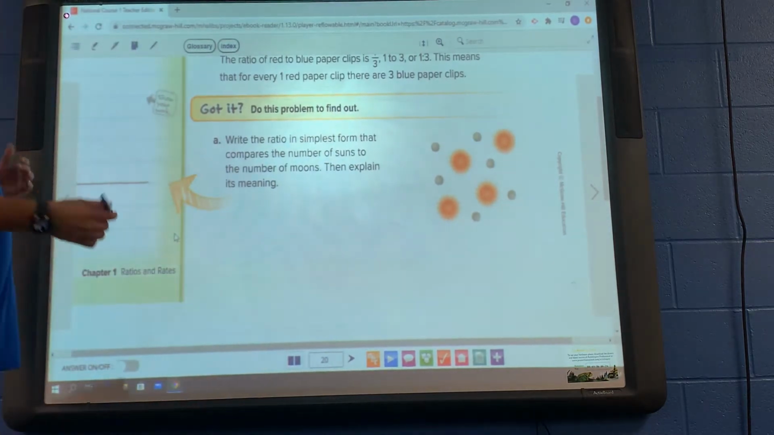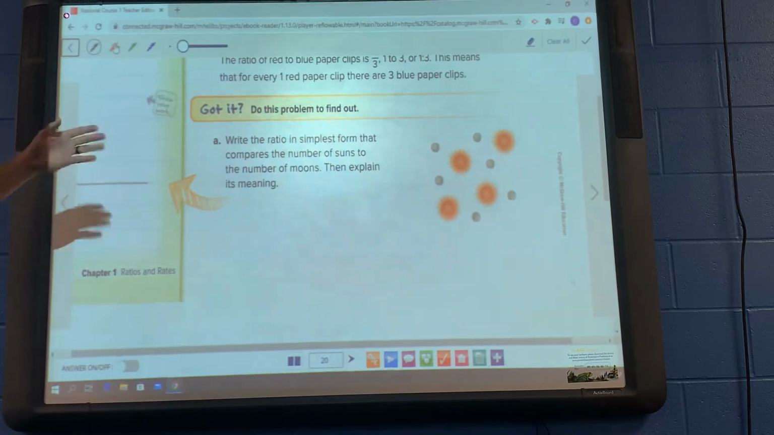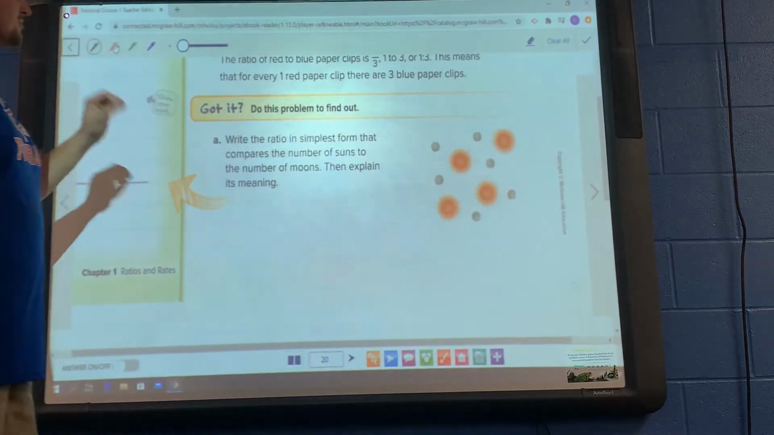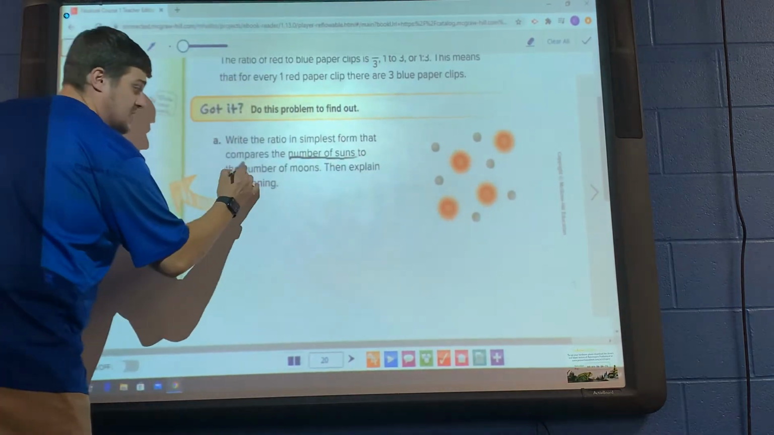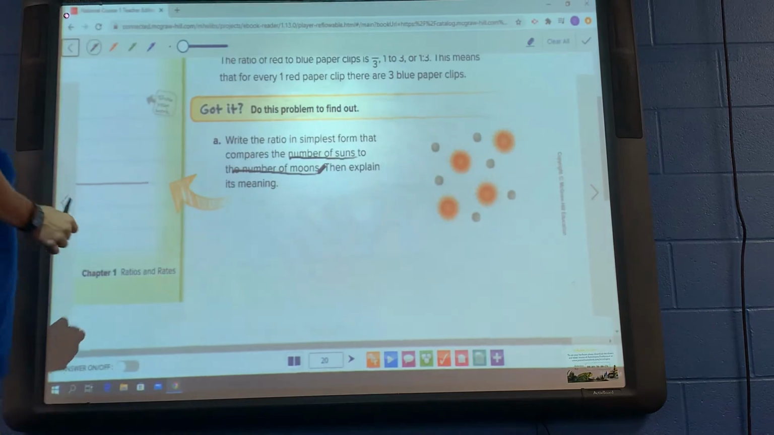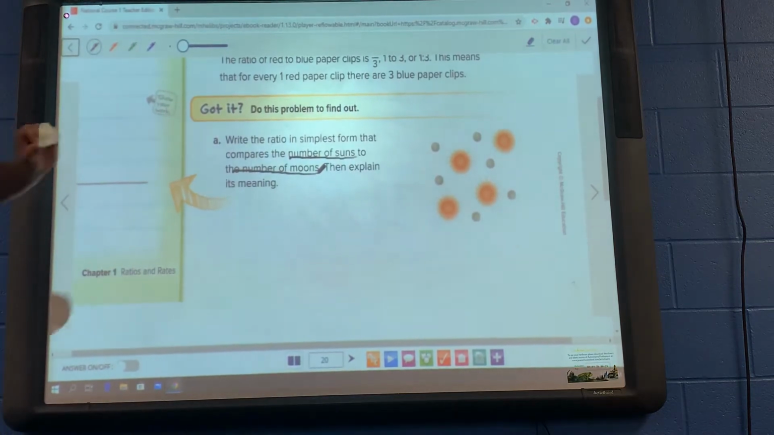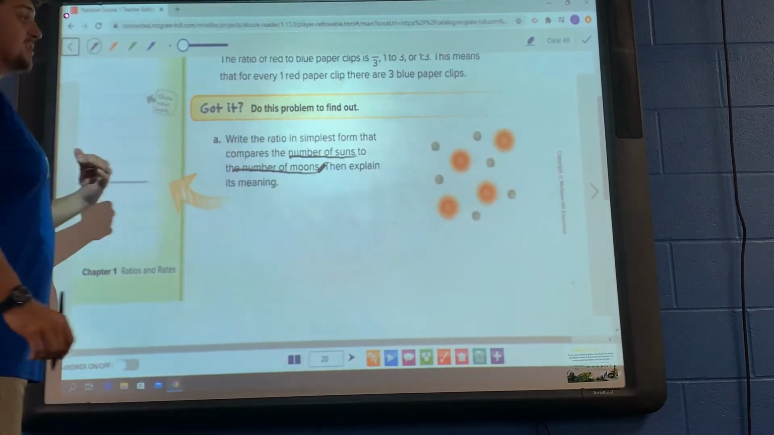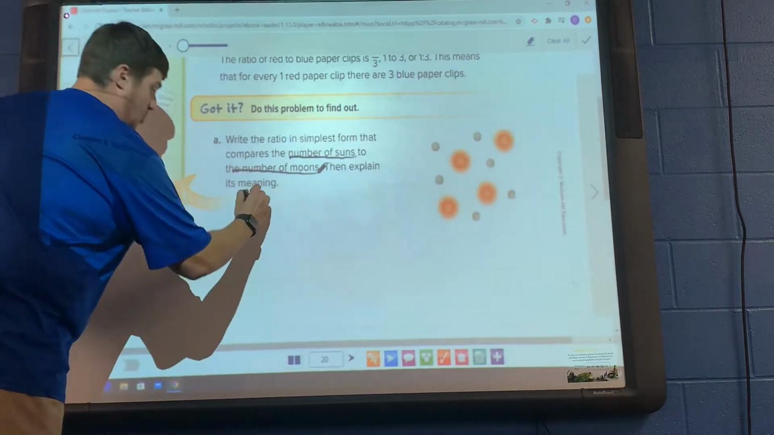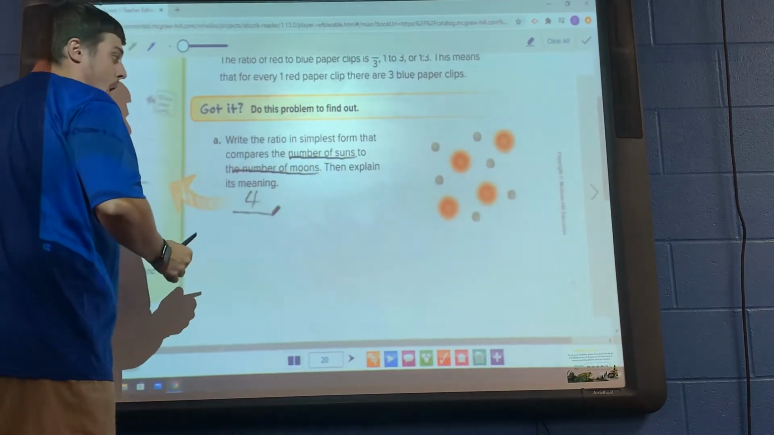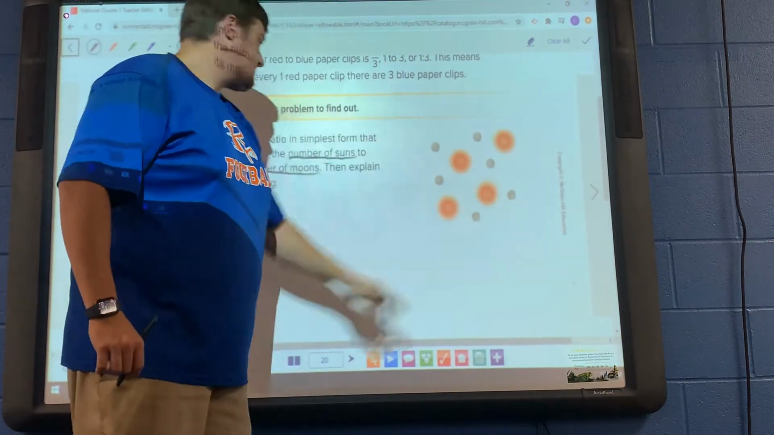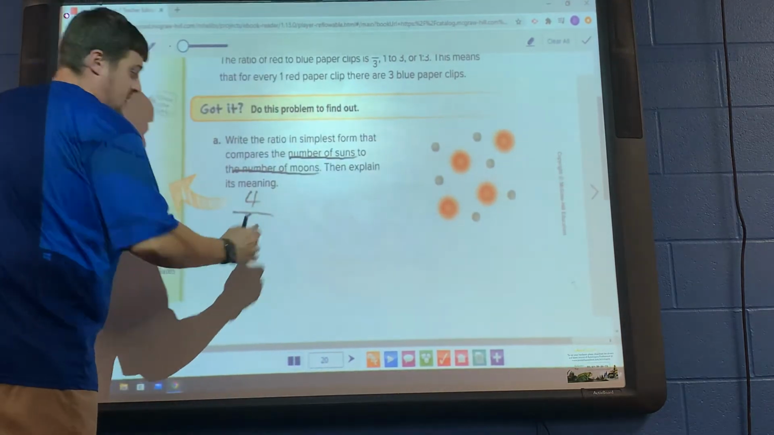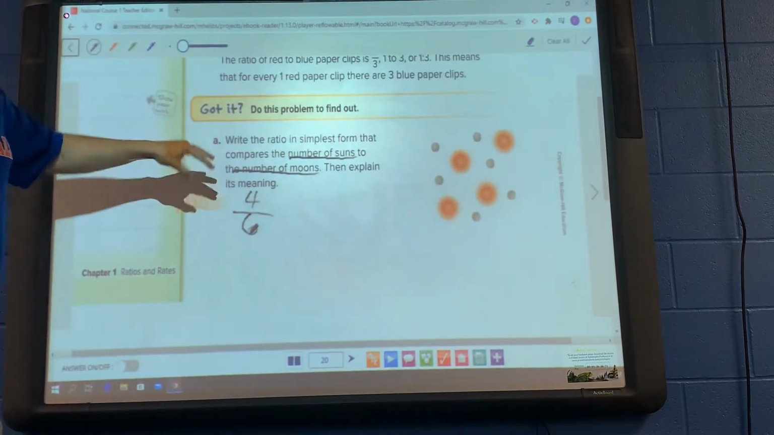Okay, now that you've paused it, you've completed the problem, we're going to do it together now. So it says, write the ratio in simplest form that compares the number of suns to the number of moons, and then explains meaning. So suns has to go first. And we're writing it as a fraction because we got to put it in simplest form. So we have 4 suns compared to 6 moons.